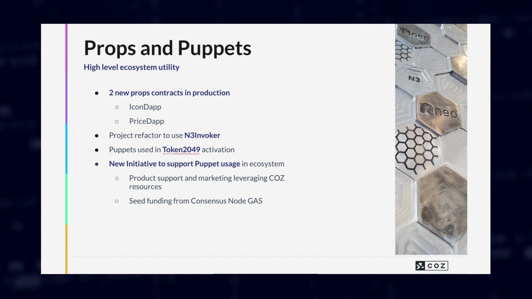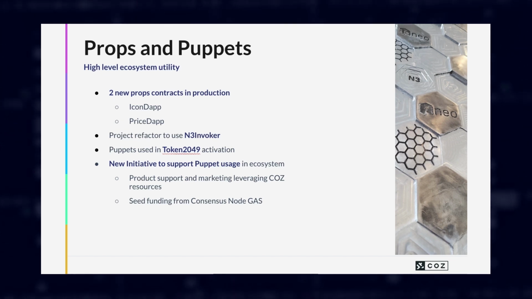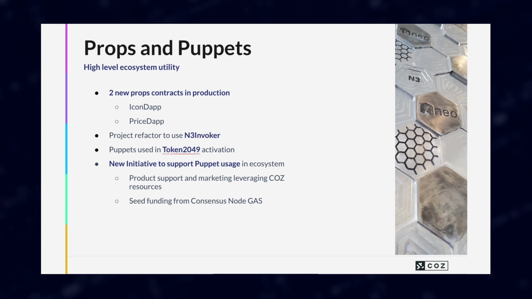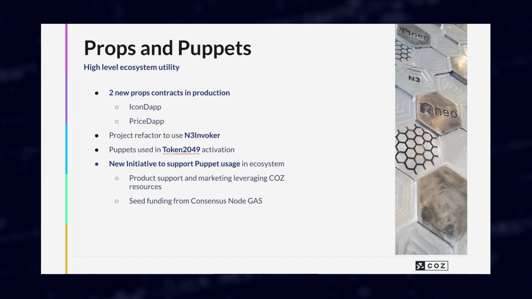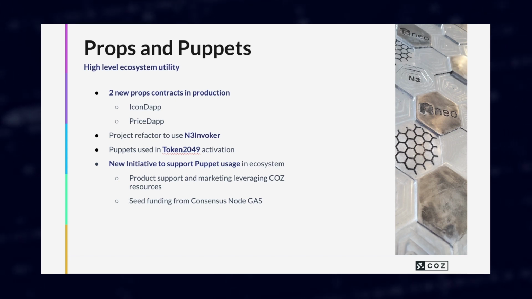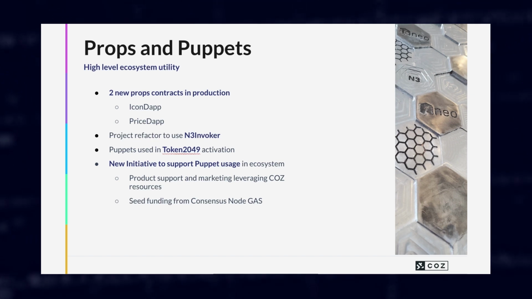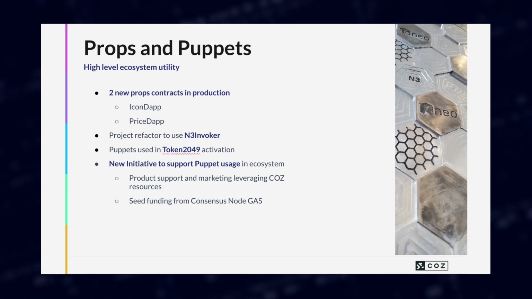There's also a new initiative to support puppet usage within the ecosystem. And what we're going to be doing is leveraging some of the consensus node gas, which is being generated, to seed fund projects which are using the puppets. And then we're also going to be providing direct product support and marketing support, leveraging the COZ resources, for projects which are using puppets. This is really meant to support developers who are using the tools that have been built on N3.